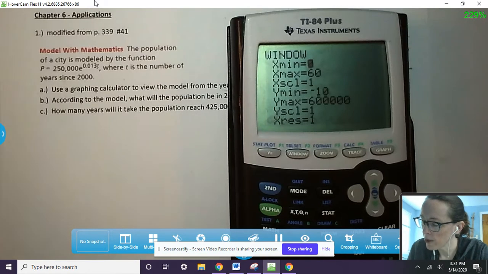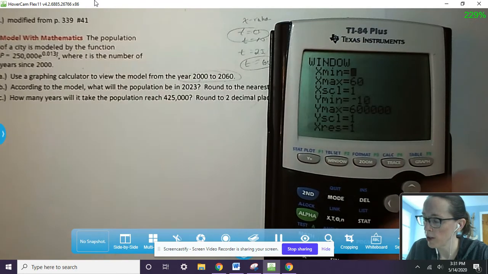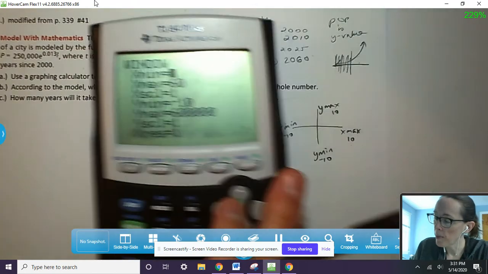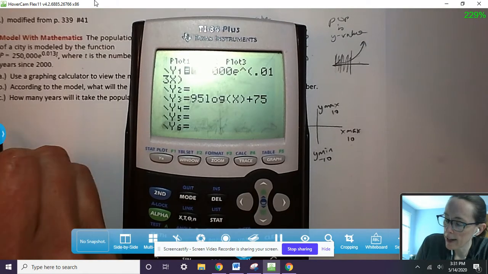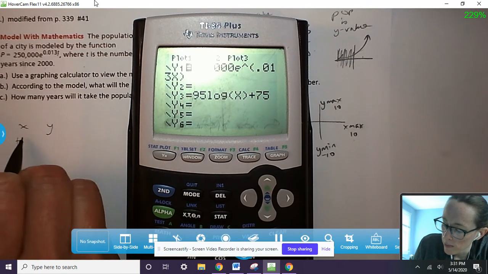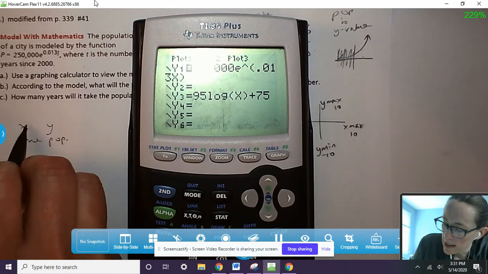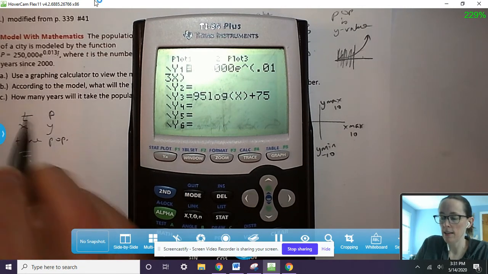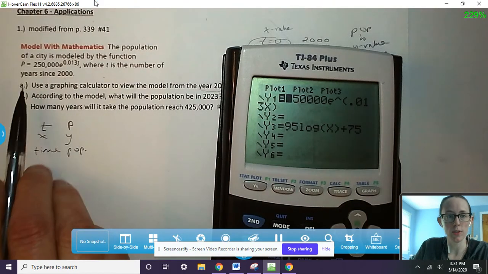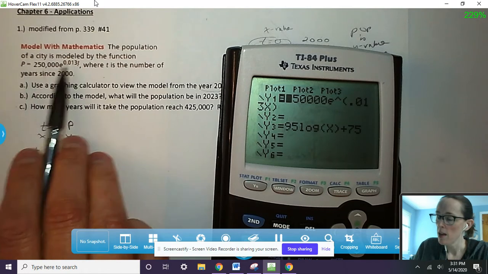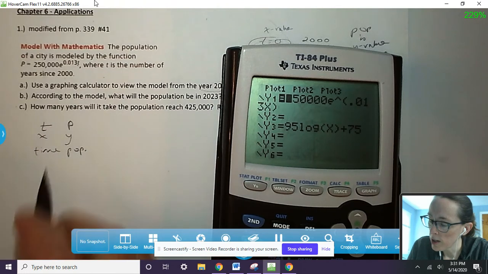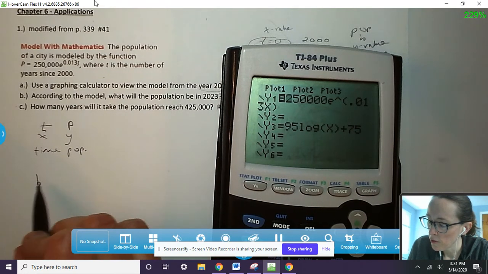And the first question we want to answer is, according to the model, what will the population be in 2023? Round to the nearest whole number. All right. So for the population, are we looking for an x value or a y value? We want the y value because the x value or t is time and the y value or p in this particular equation is the population. So the output's the population, the input is the time. So we want to know what will the population be in 2023. So what we want to do is plug 23 in for t.